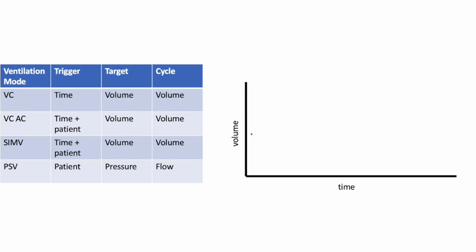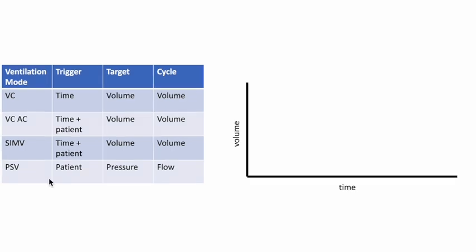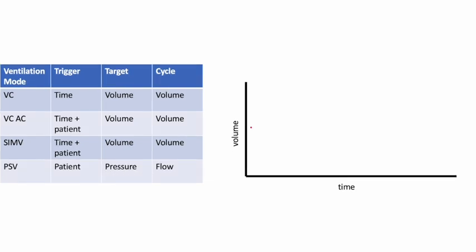So if the patient doesn't trigger any breaths, the mechanical ventilator won't breathe for them. So the patient has to trigger all of their own breaths. And the target is not volume now, it's pressure. So there's no guarantee that they're going to reach any specific volume. We're just giving them a small amount of assistance with pressure. So if you look on this volume time curve, it might look something like this.